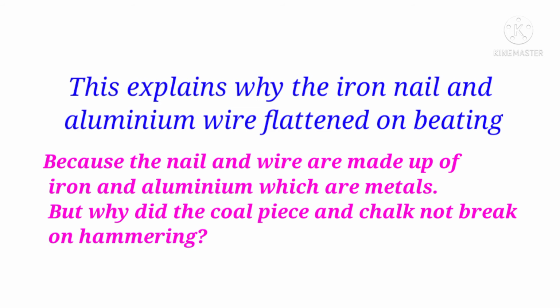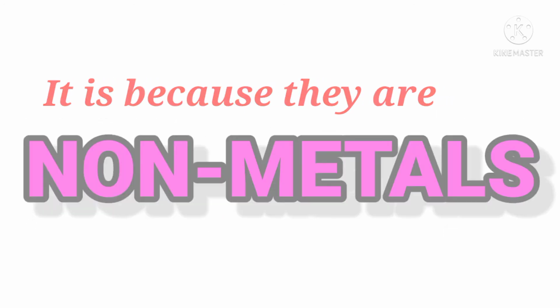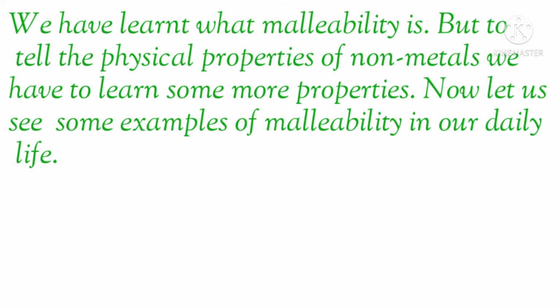But why did the coal piece and chalk not flatten on hammering? It is because they are non-metals. We have learned what malleability is. But to tell the physical properties of non-metals, we have to learn some more properties. Now, let us see some examples of malleability in our daily life.